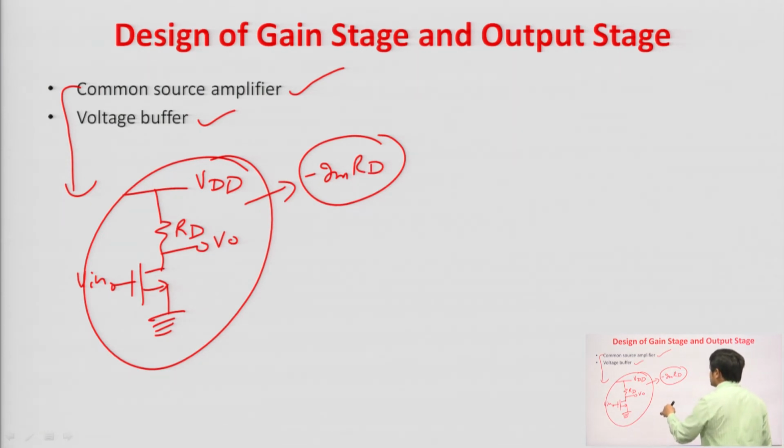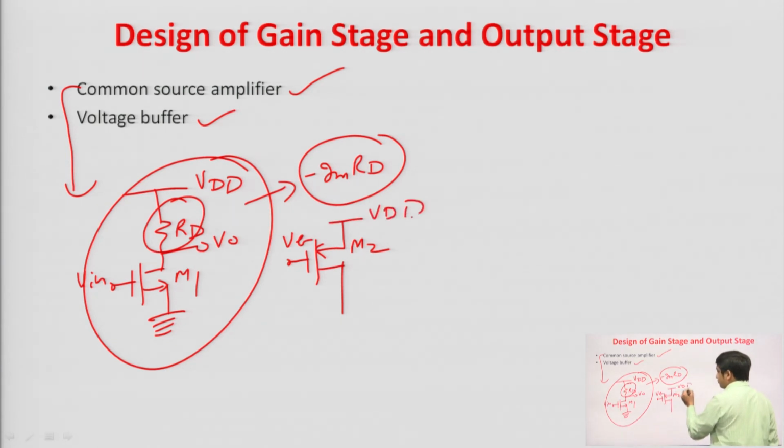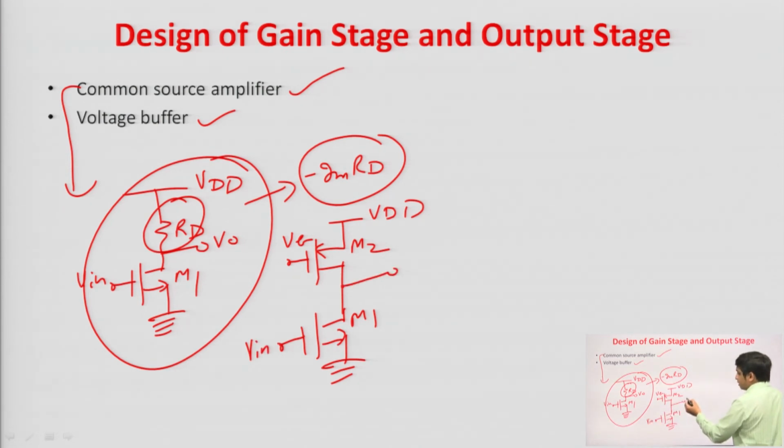Similarly, another load condition is the current source load. In the current source load, what we do is replace the drain resistance RD with a current source. To design that current source, we select a PMOS transistor, let us say this transistor is M2, and at the gate of M2 we apply some bias voltage. This is the supply voltage VDD, and M1 will remain the same, that is the NMOS, this is M1. Input is applied at the gate of M1, and output is taken from the drain of M1 and M2.